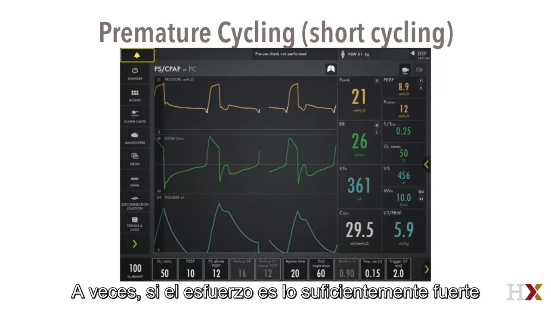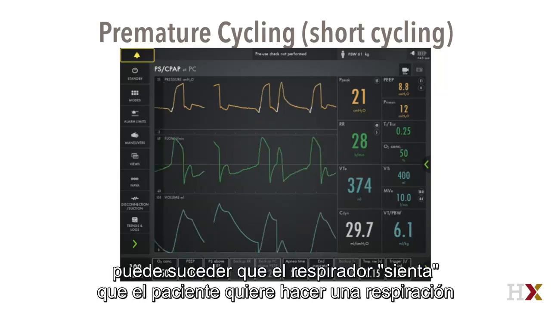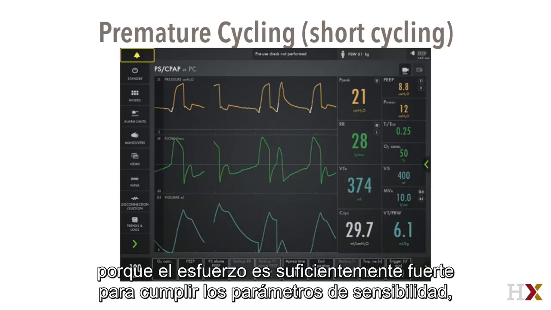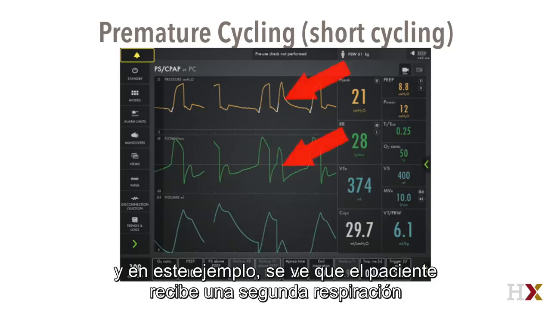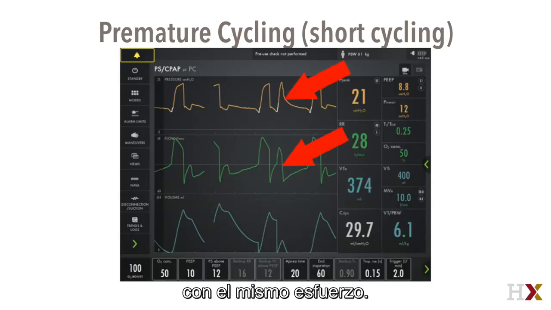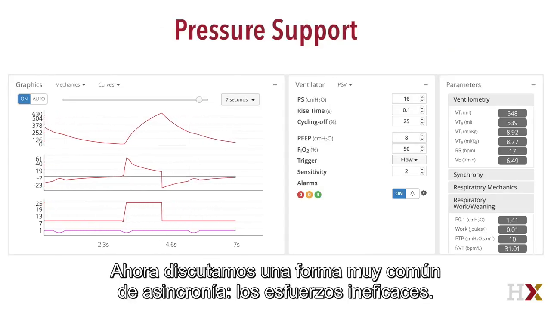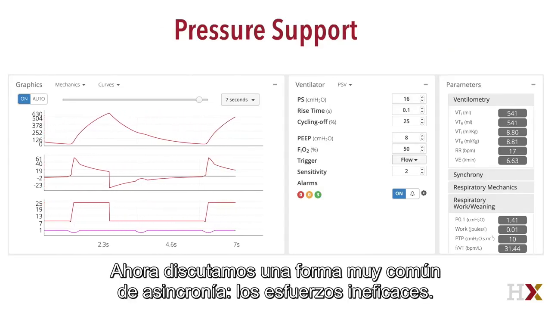Sometimes if the effort is strong enough, what can happen is the ventilator can sense that the patient wants a breath because the effort is strong enough to meet the trigger sensitivity criteria. And in this example, you can see a second breath is delivered to the patient with the same effort. Now let's discuss a very common form of asynchrony called ineffective efforts.